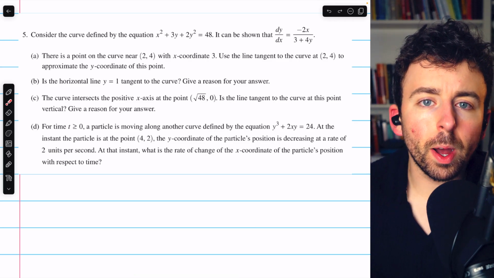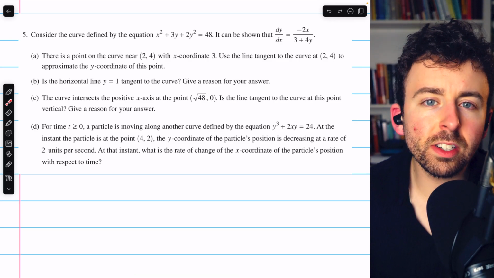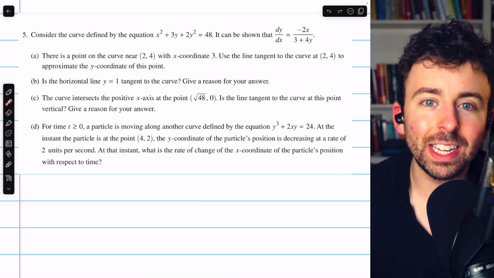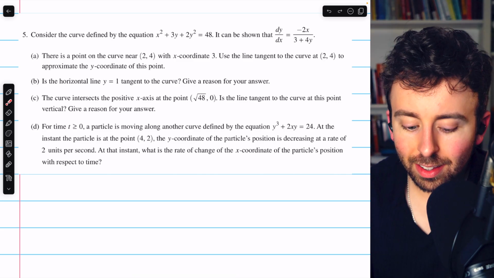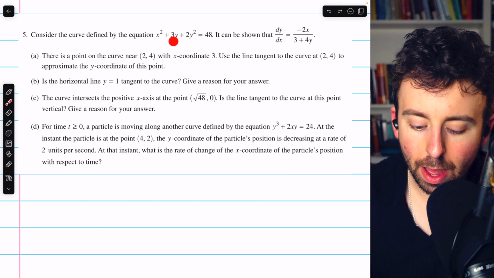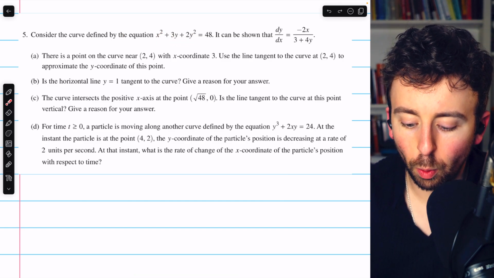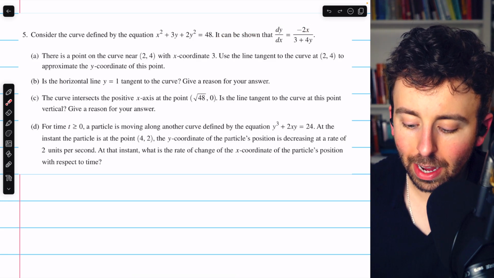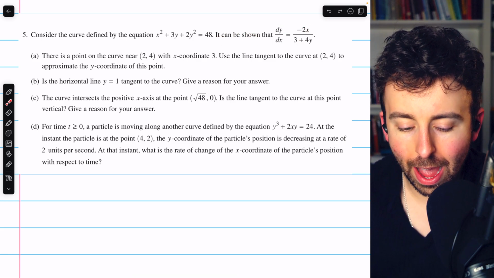This is free response question 5 from the 2024 AP Calc AB exam. This is part of the no calculator section. Consider the curve defined by the equation x squared plus 3y plus 2y squared equals 48. It can be shown that dy/dx equals negative 2x over 3 plus 4y.